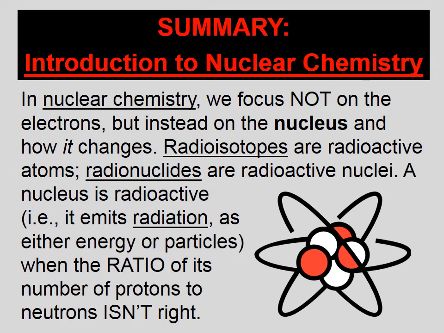Let's summarize Introduction to Nuclear Chemistry. In nuclear chemistry, we focus not on the electrons, but instead on the nucleus and how it changes. Radioisotopes are radioactive atoms. Radionuclides are radioactive nuclei. A nucleus is radioactive, that is, it emits radiation as either energy or particles, when the ratio of its number of protons to neutrons isn't right.